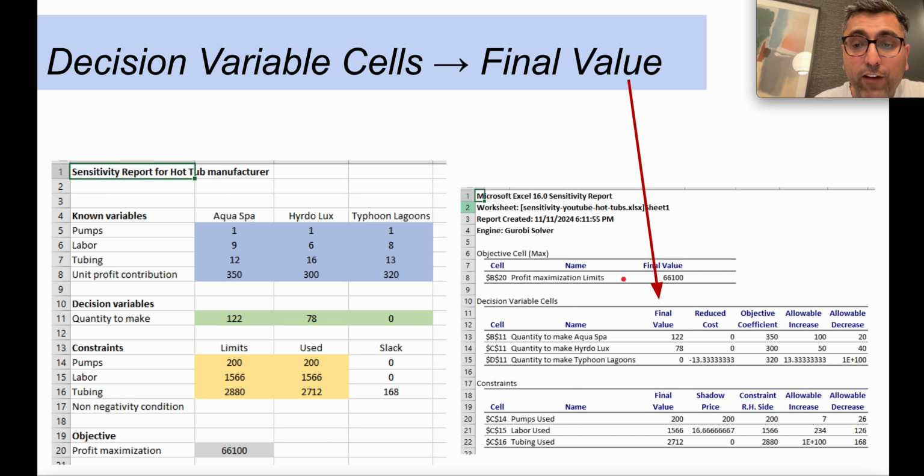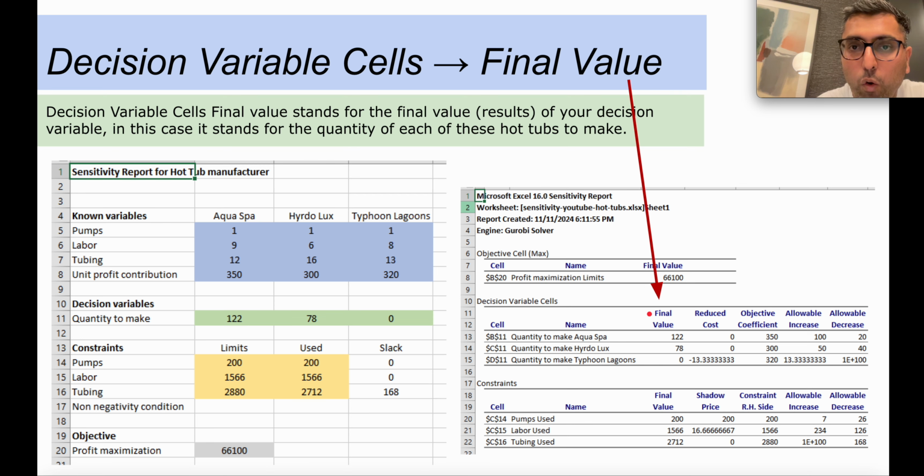The second part is the final value within the decision variable cells. There's a final value for each of these. It tells you all of the decisions that you've taken. Decision variable cells final value stands for the results of your decision. So if you see 122, it's telling you make 122 aquaspas, 78 hydrolux. That's what this is. It's telling you make these products. This is the final value of the decisions. So for the decision variable cells, it tells you aquaspas make 122, hydrolux make 78, typhoon lagoons make 0.